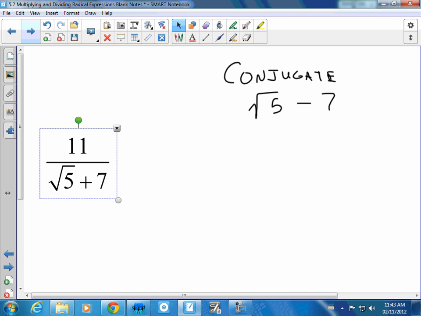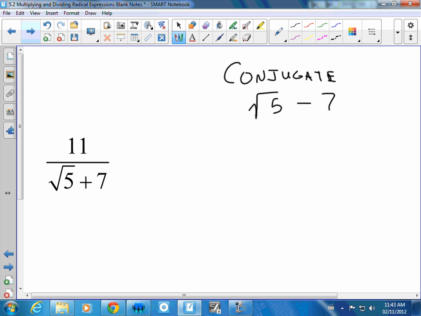Okay, so here we go. We're going to take this guy, and we're going to times it by what? Root of 5 minus 7. Now, if I times the bottom by root of 5 minus 7, what do I got to do to the top? Exact same thing. Okay?